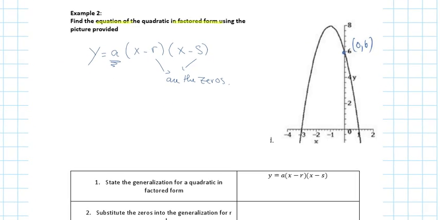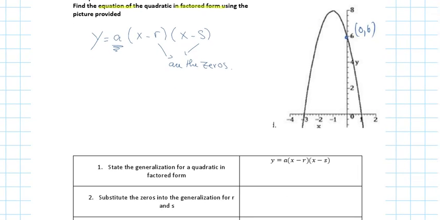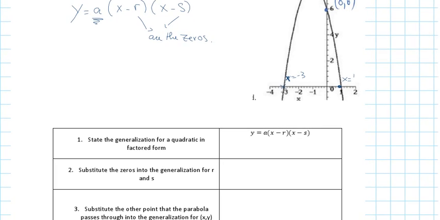What are my zeros here? Negative 3 and 1. So these are my zeros, right? So these are going to replace the r and the s in the formula. They're going to replace r and s in the formula.